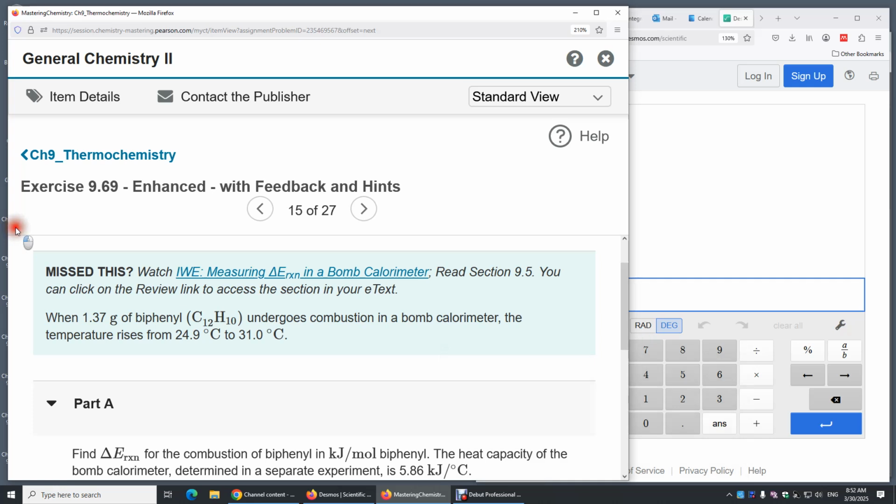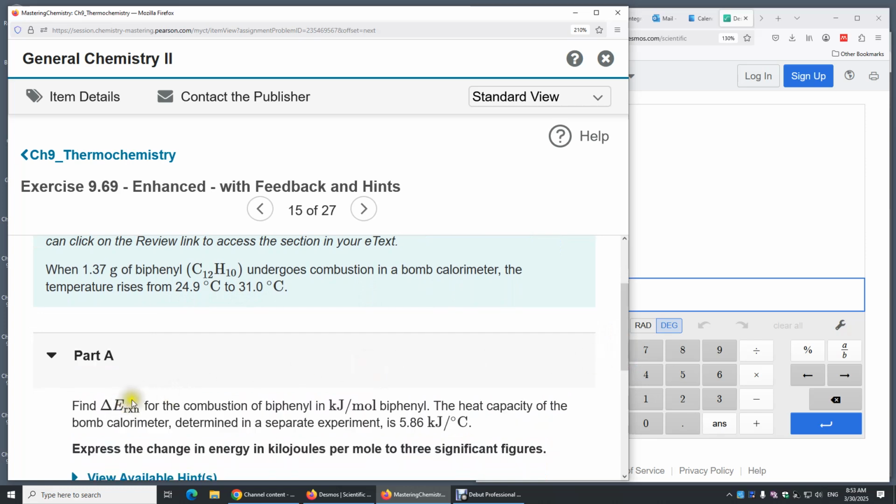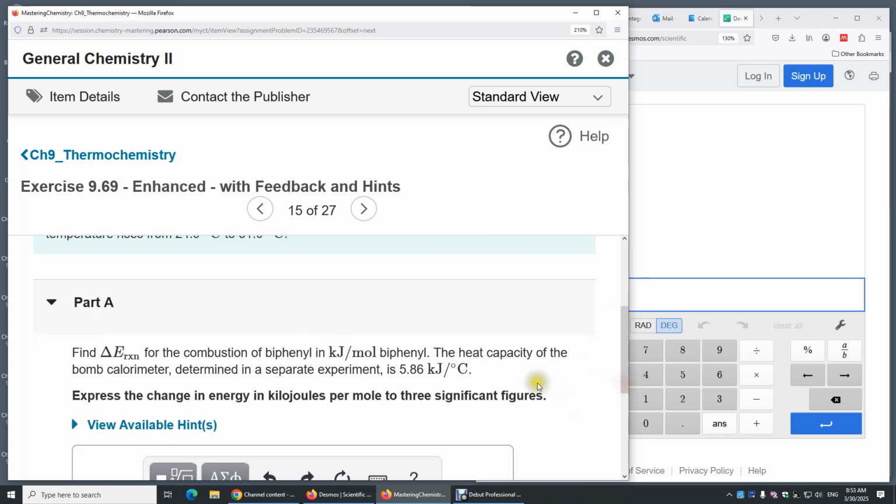Chapter 9 Thermochemistry, Exercise 9.69. When 1.37 grams of biphenyl undergoes combustion in a bomb calorimeter, the temperature rises from 24.9 to 31 degrees Celsius. Find the internal energy of reaction for the combustion of biphenyl in kilojoule per mole. The heat capacity of the bomb calorimeter is this much.